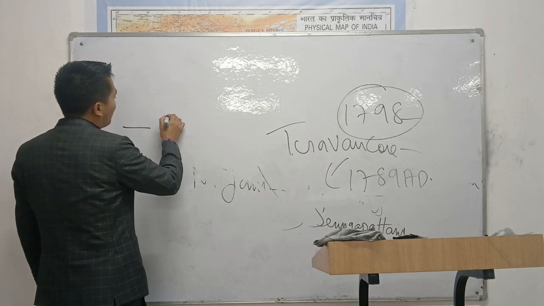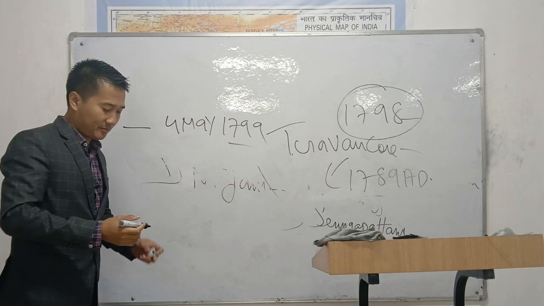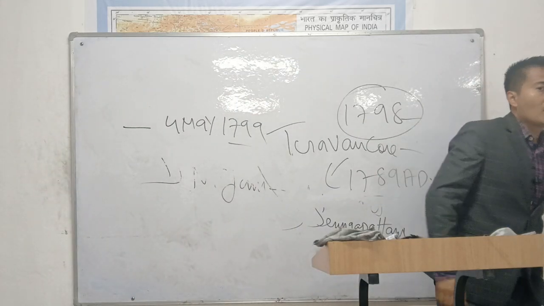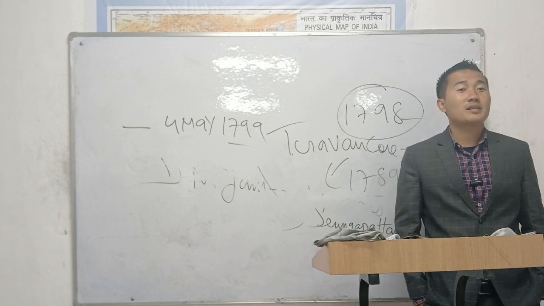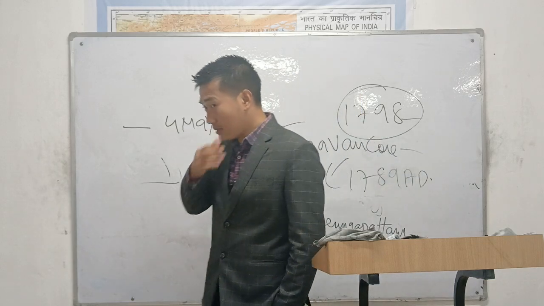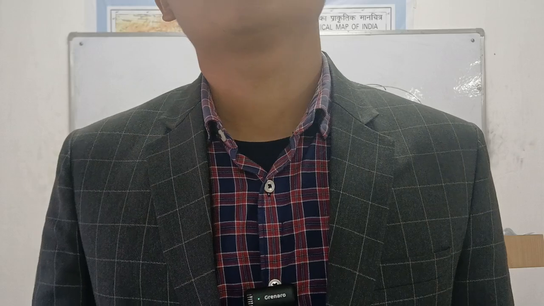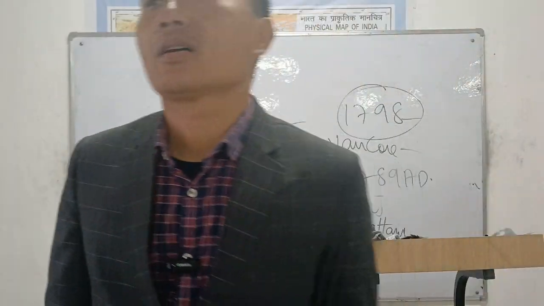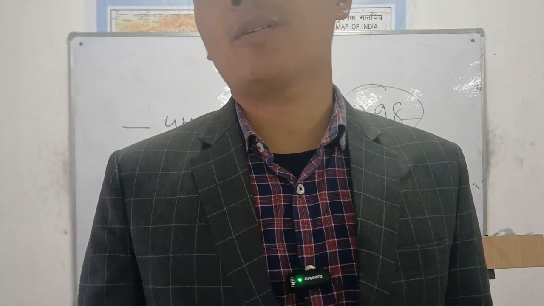And here, on 4th May 1799, Tipu Sultan passed away. He was killed. He fought with the British but was unable to defeat them, and he passed away. And this is how the British took over all the parts of South India. Now, South India has been captured.